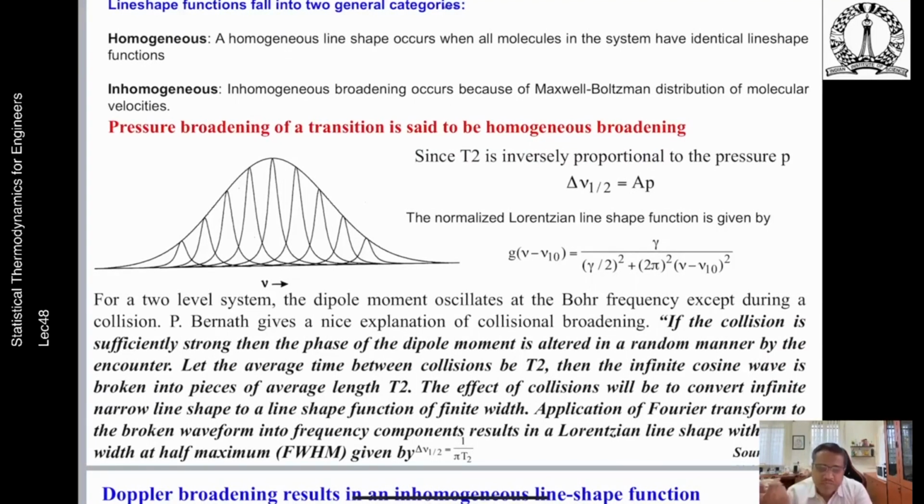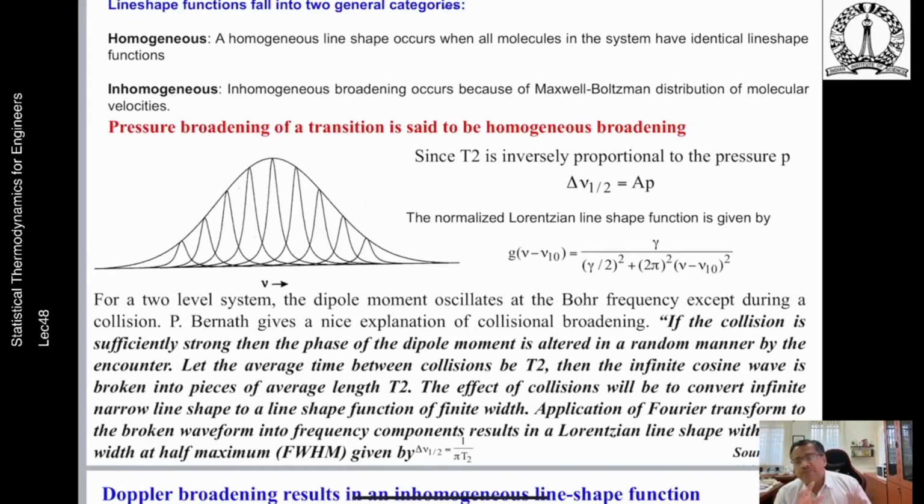For example, quoting Bernard, for a two-level system, the dipole moment oscillates at the Bohr frequency except during a collision. Bernard gives a nice explanation of collisional broadening: if the collision is sufficiently strong, then the phase of the dipole moment is altered in a random manner by the encounter. If the average time between two collisions is T2, then the infinite sine wave is broken into pieces of average length T2. So the effect of collision is to convert an infinitely narrow line shape to a line shape function of a finite width.